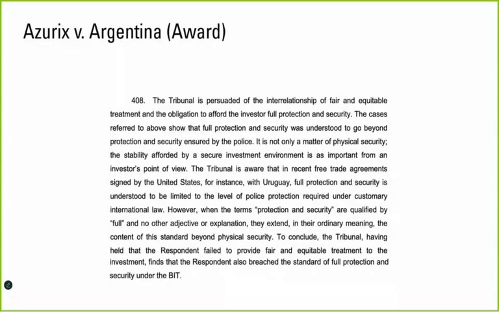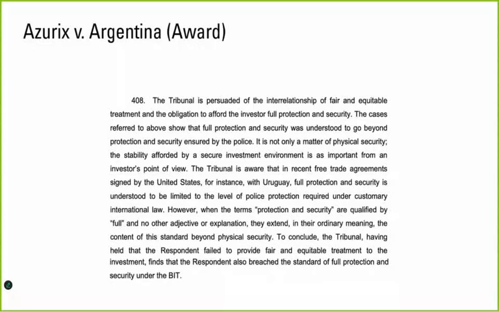And so it uses this, because it failed to provide fair and equitable treatment, it also breached full protection and security, because basically it interprets them in the same way. And again, you could tell me, it's true, the language says full. If they wanted to only mean physical, that's an argument that you could make. If they wanted physical, they could have said physical. Why did they write full?